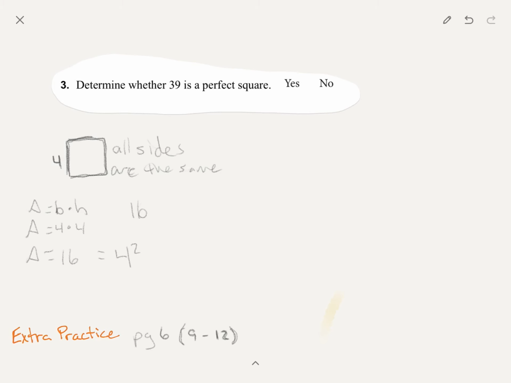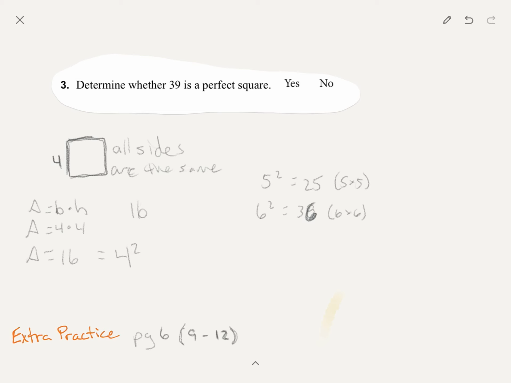So is 39 a perfect square? How can you figure that out? Well, you can guess and check or move up. So I'm going to say, I know 4 to the second power is 16. So I'm going to go 5 to the second power equals 25, because 5 times 5. 6 to the second power equals 36, 6 times 6. So this is 5 times 5, and this is 6 times 6.